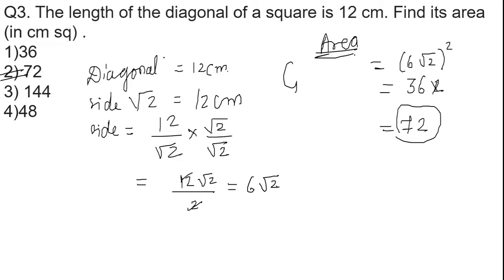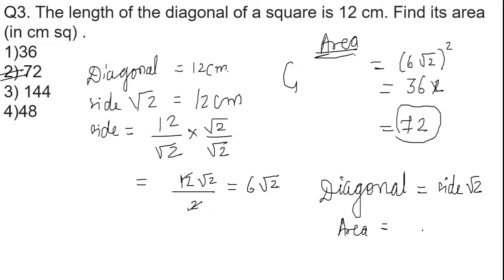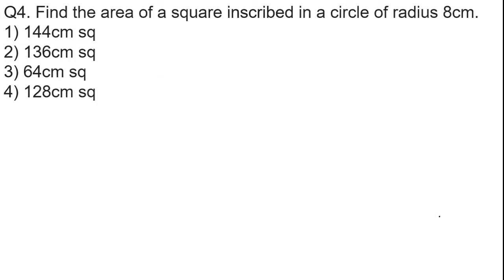Here the diagonal formula and area formula for the square is important. Diagonal is equal to side under root of 2 and area is equal to side square. Based upon these two formulas we have calculated this question. Now what is question number 4 talking about? The area of square inscribed in a circle of radius 8 centimeter. We have to find the area of square which is inscribed in a circle.